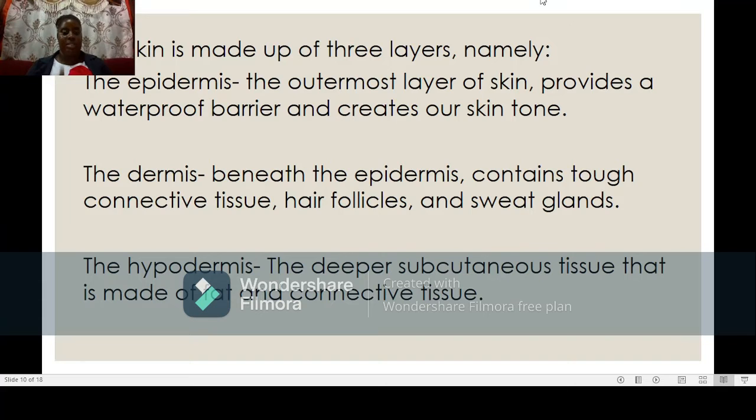Next, we have the dermis, and the dermis is located beneath the epidermis, and this consists of tough connective tissues, hair follicles, and sweat glands. Lastly, we have the hypodermis. Now, the hypodermis is also known as subcutaneous fat. Okay, and this is the layer of the skin beneath the dermis.